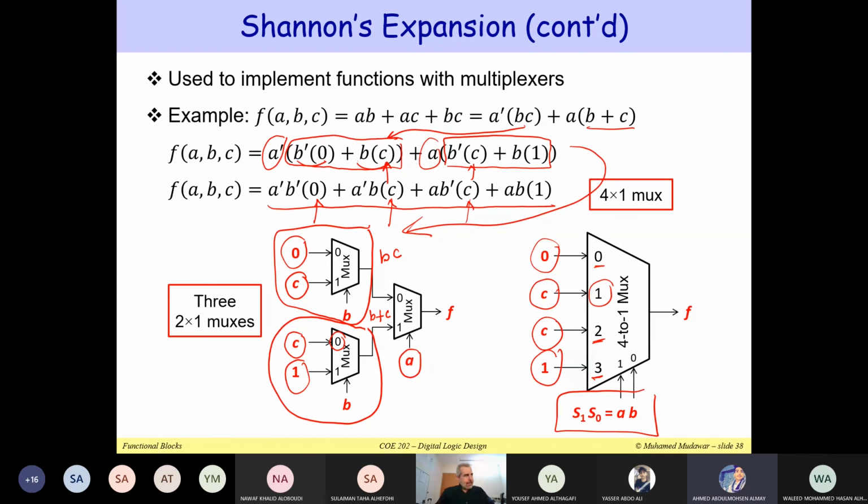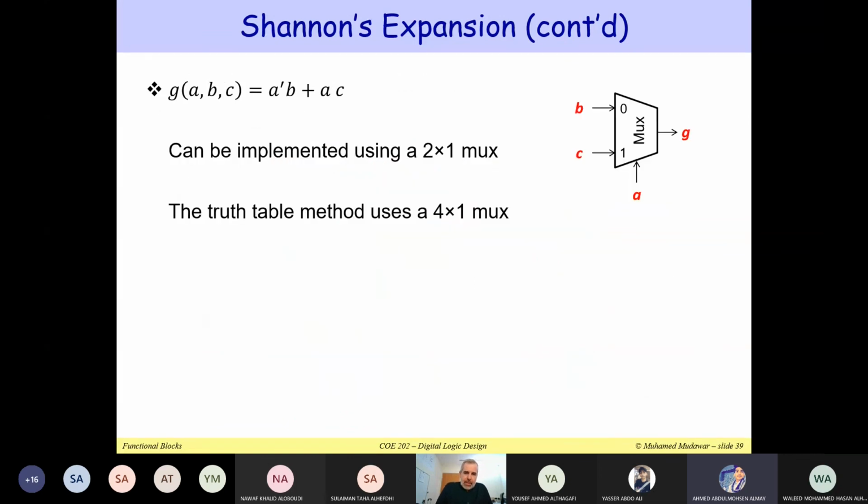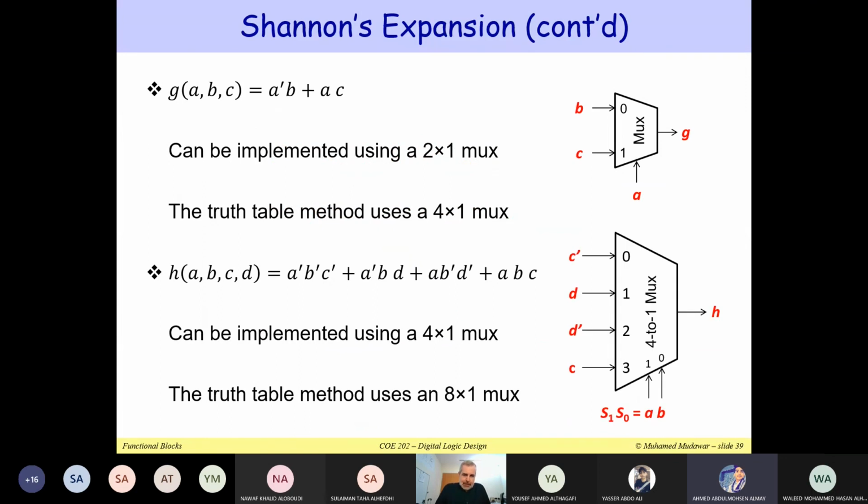Yes. In the beginning of the class, we did the 3 variables. We have seen this example and this example. Yes. So this was easy because the expression was given to us like this. So if you look at the expression, you have here A prime, here you have A. So I can actually easily use A here as my select input and connect B and C here to the inputs of the 2-by-1 multiplexer. So the expression was given to us. We did not really use the Shannon expansion to expand it. We just looked at the expression, and it was easy for us to implement it.